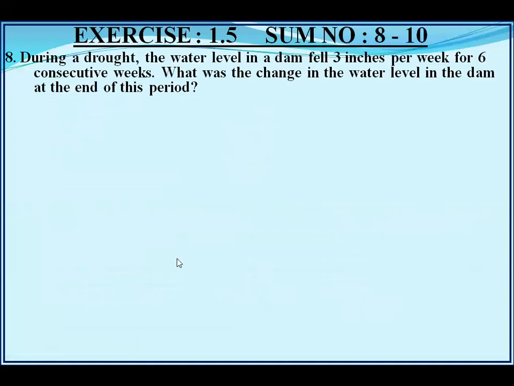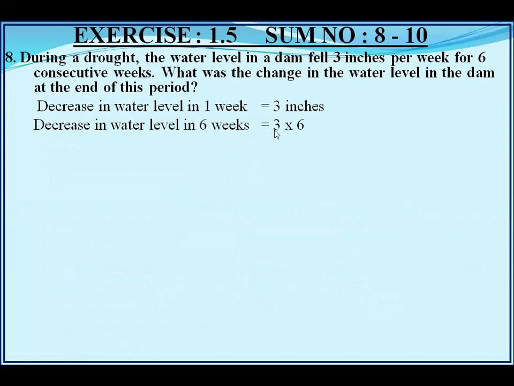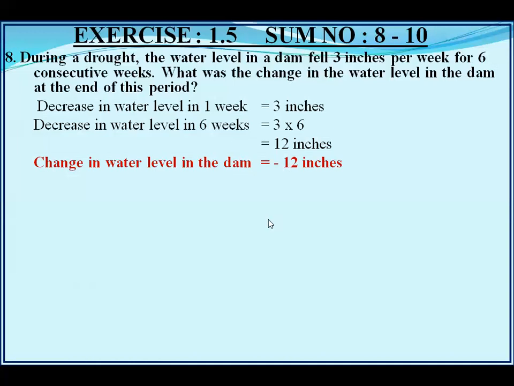During a drought, the water level in a dam fell 3 inches per week for 6 consecutive weeks. What was the change to the water level in the dam at the end of this period? So the decrease in water level in 1 week is 3 inches. So the decrease for 6 weeks is 3 into 6, which is 18 inches. So this is the decrease of the water level in the dam. The change in water level is minus 18 inches. Since it is a decrease, we use the minus symbol.